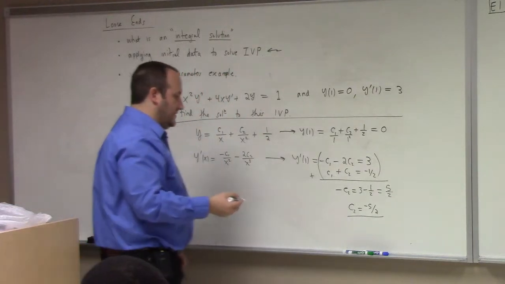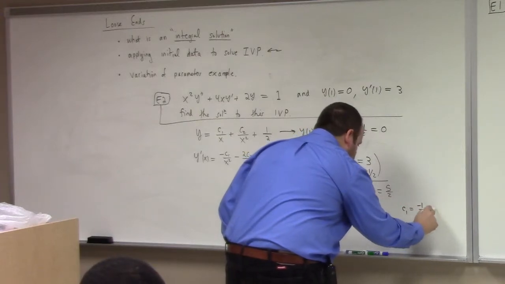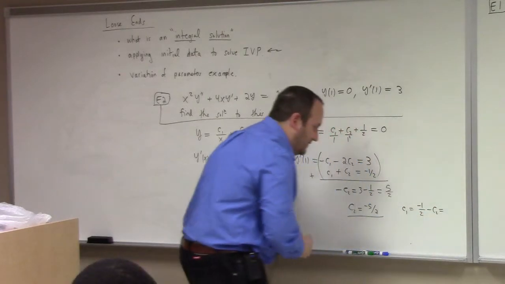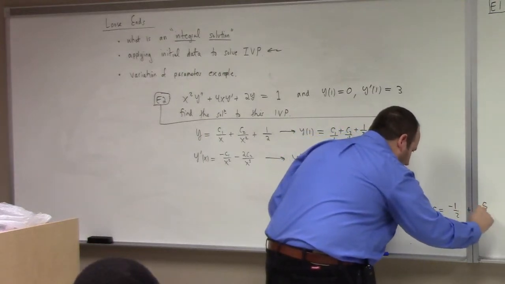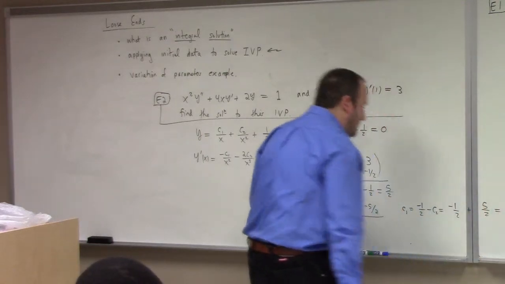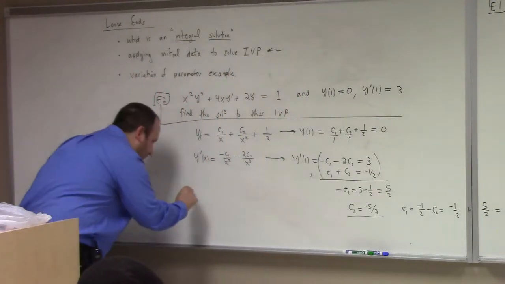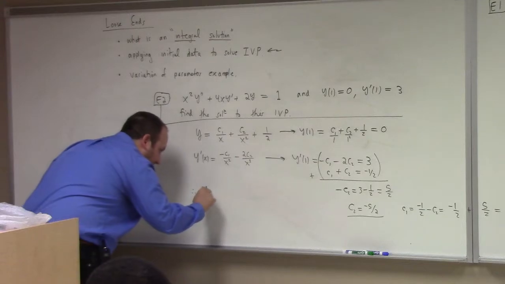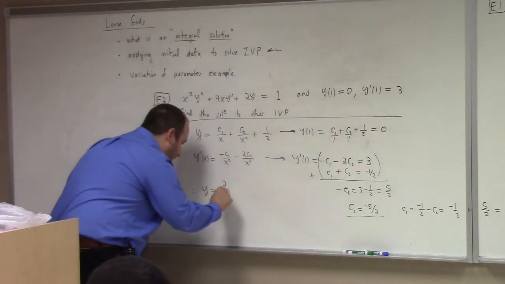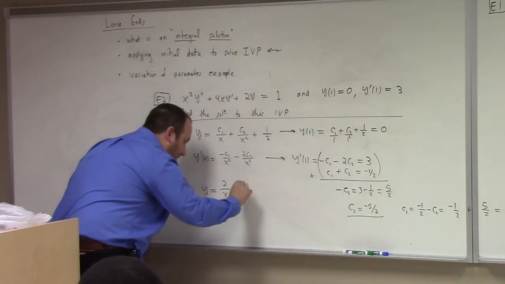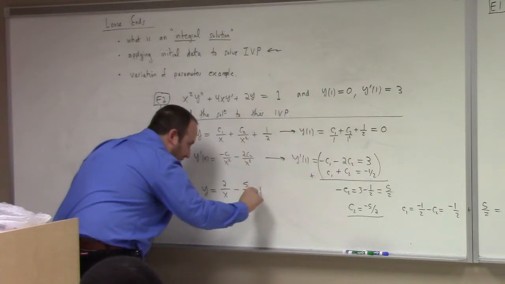And then pick whichever one you like. So C1 is minus 1 half minus C2, which is minus 1 half plus 5 halves, I think, which is otherwise known as 2, because 4 halves is 2. So therefore, in view of that algebra, y is equal to 2 over x minus 5 over 2x squared plus 1 half.